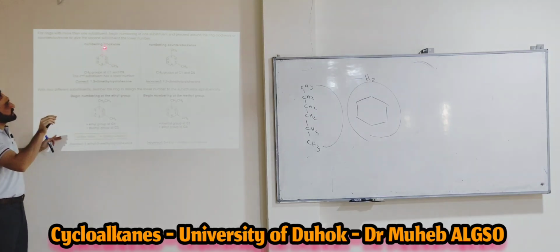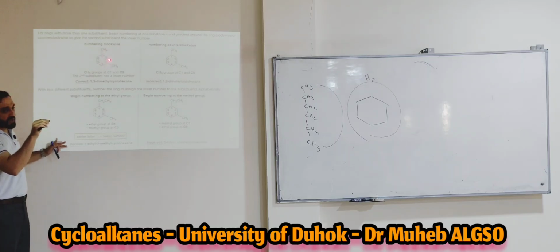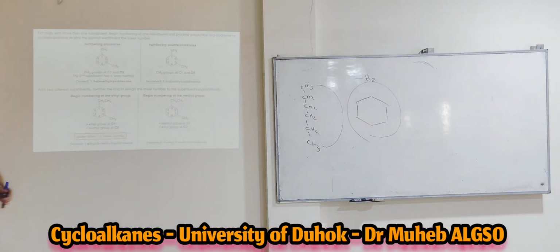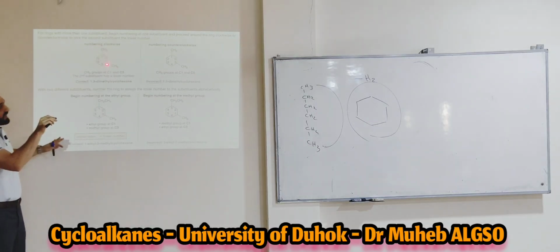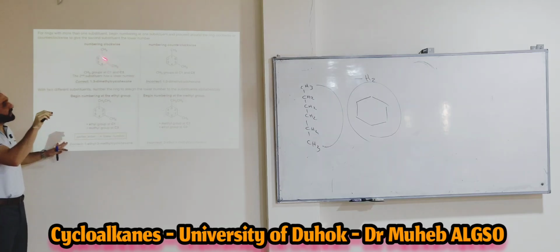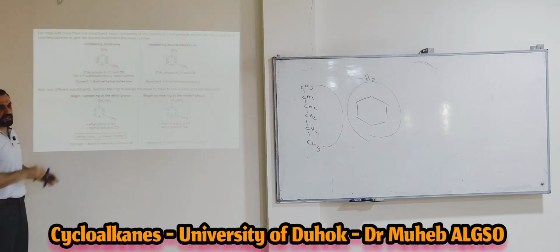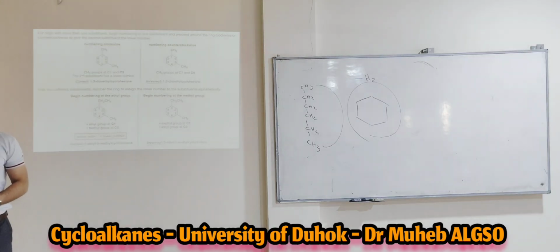For example, this methyl here takes number 1. I will go 1, 2, 3, according to the clockwise direction. Why? Because the second substituent will take the lower number. So it is 1, 3 dimethyl cyclohexane.